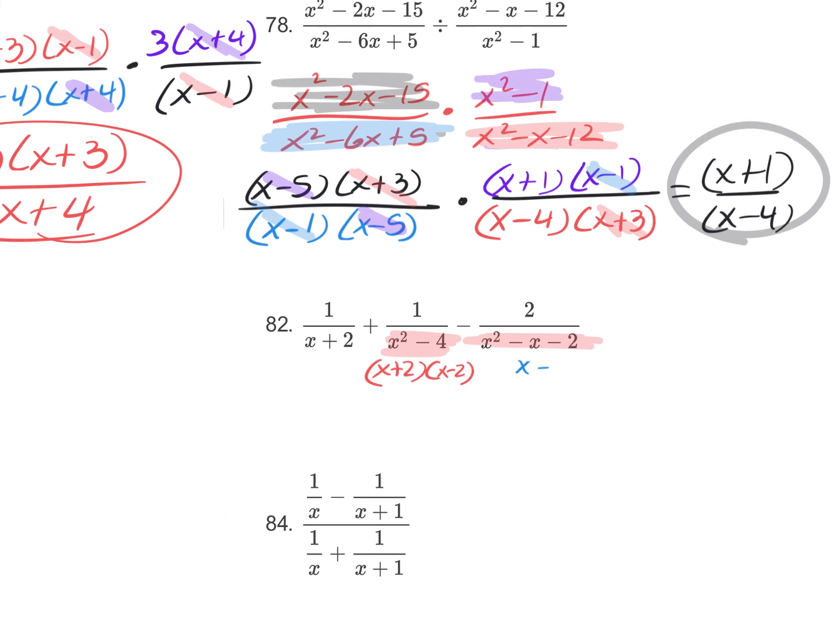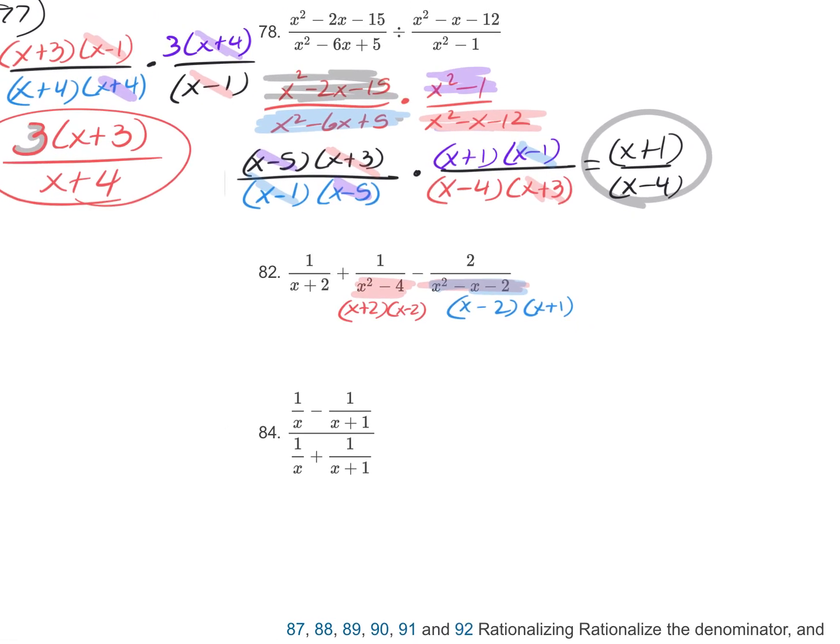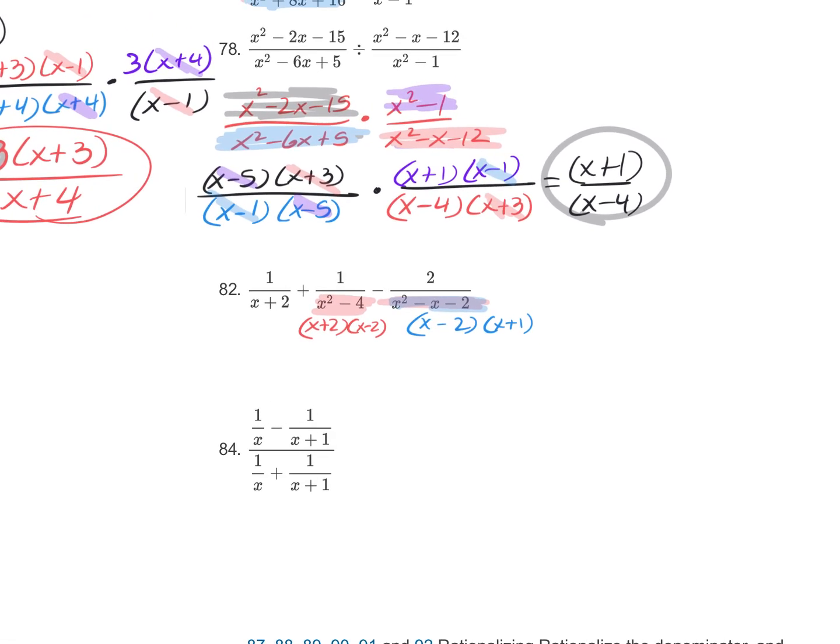Go ahead and change the color here. Let's do this in blue. Okay, so I'm going to factor this one into x minus 2 and x plus 1. So this one's going to have three different binomials as its common denominator. So my common denominator is actually going to be x plus 2, x minus 2, and x plus 1.